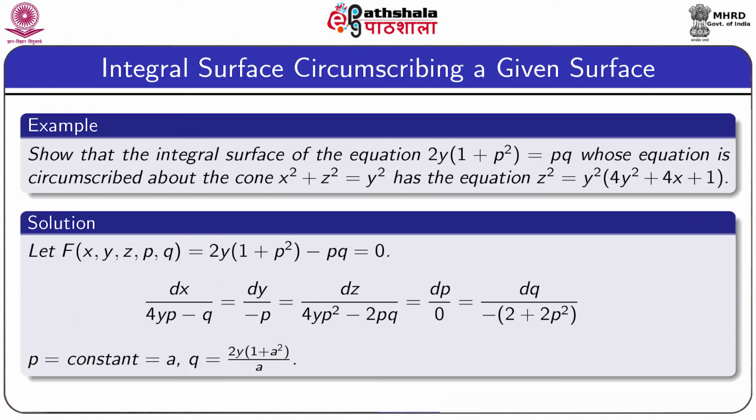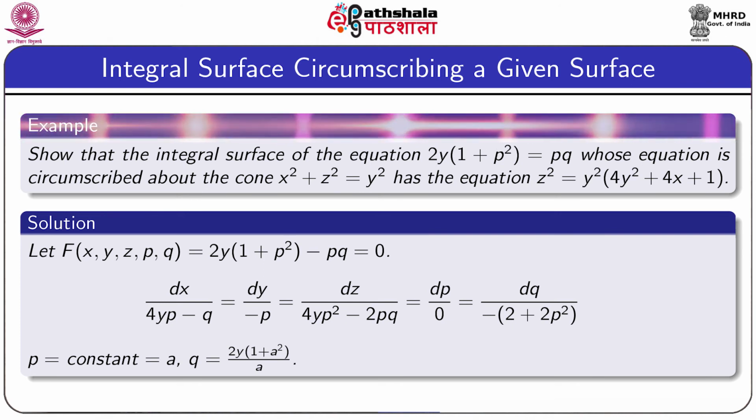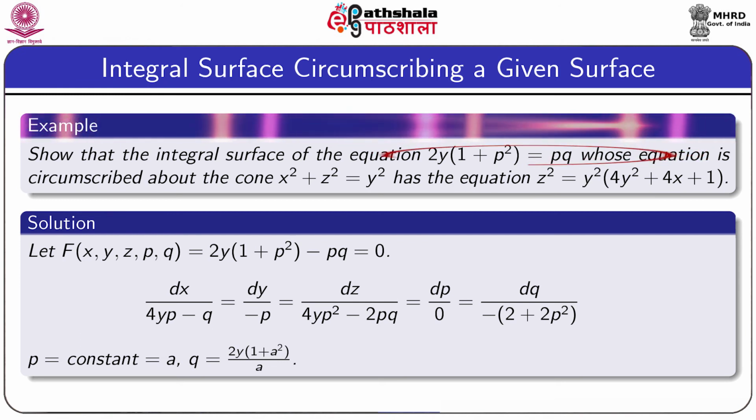Now, we shall take one example which is given here in this slide. We have to find the integral surface of the equation. The given equation is 2y(1 + p^2) = pq, whose integral surface is circumscribed about the cone. So, the circumscribing surface is a cone which is given by the equation x^2 + z^2 = y^2.